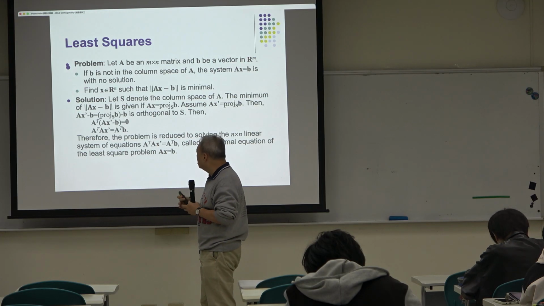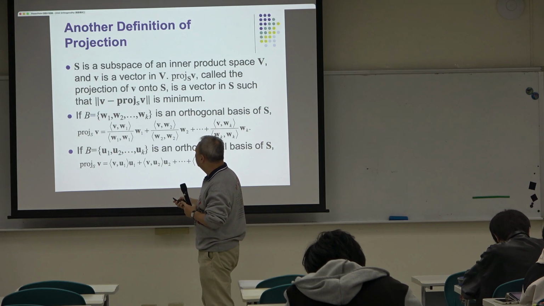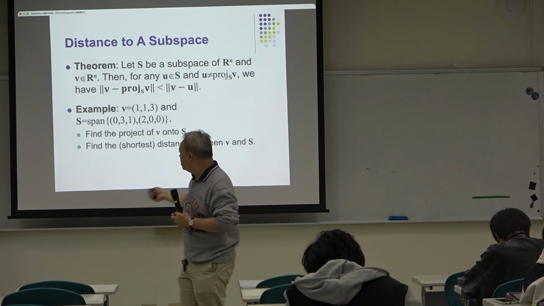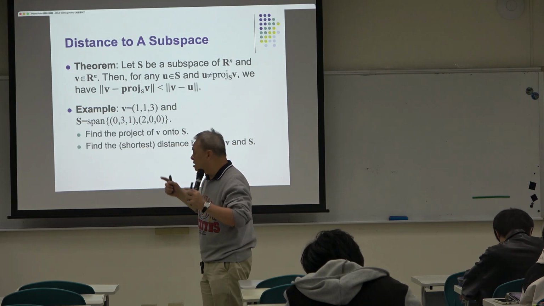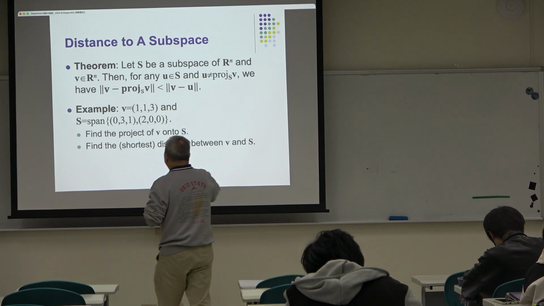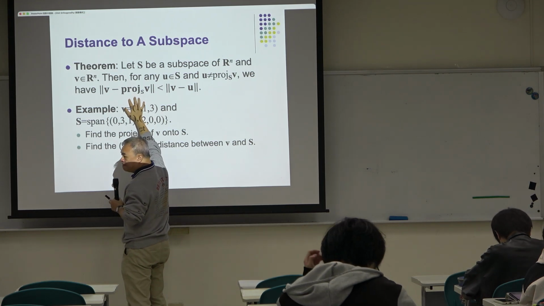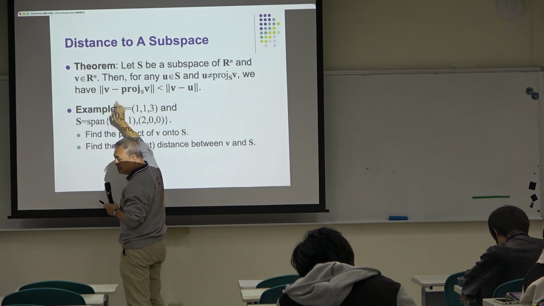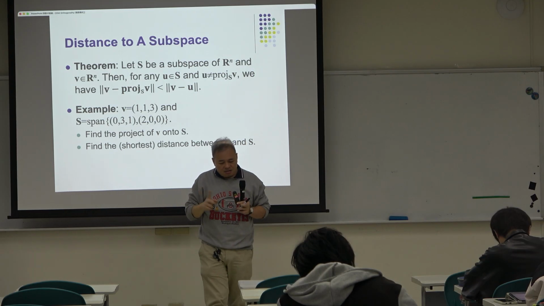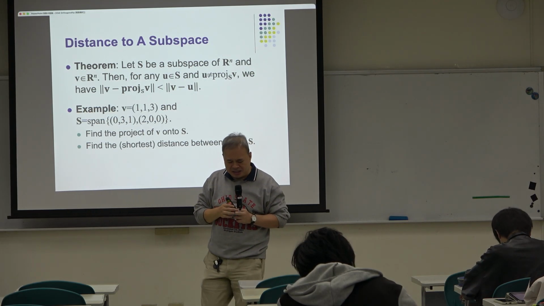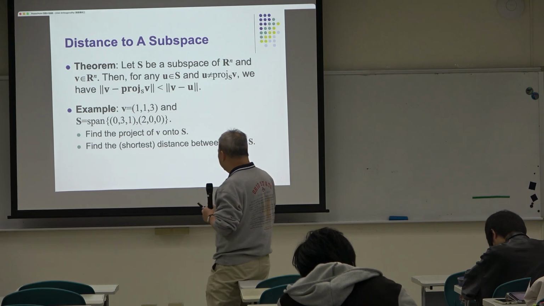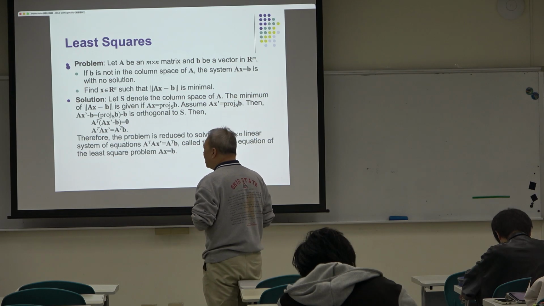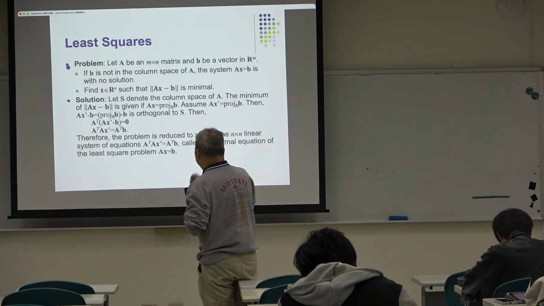Because we know this one, right? We already know, in terms of distance, the projection of B onto S, B is closest to this place than to any other vector in this subspace. So we may as well just make the Ax the projection of B onto the column space.